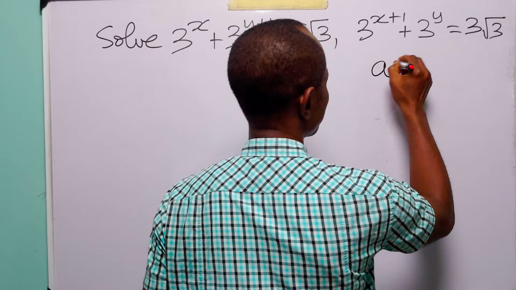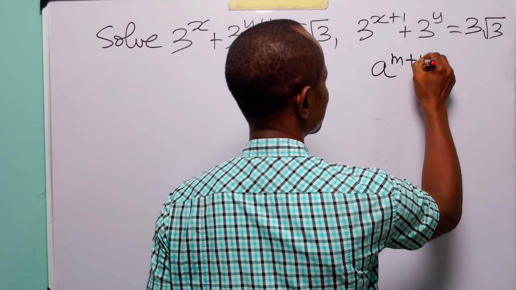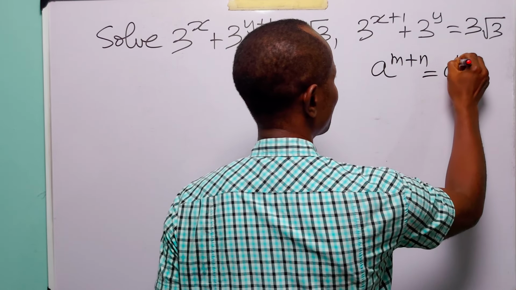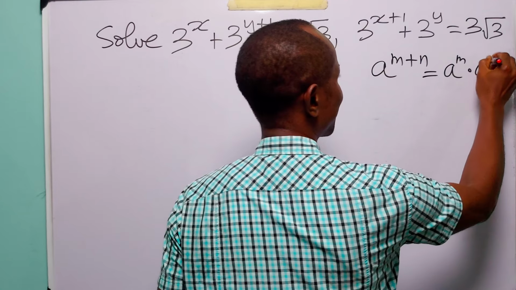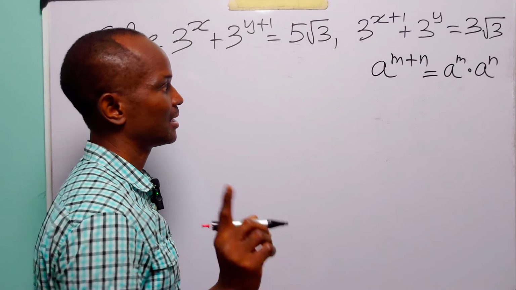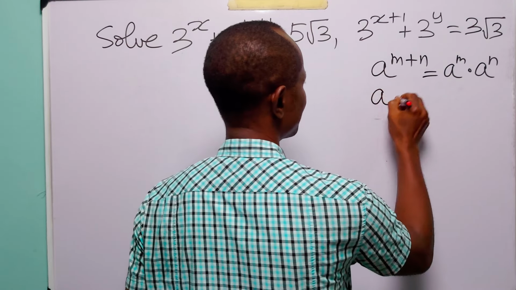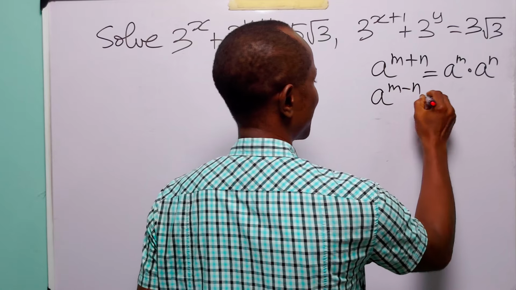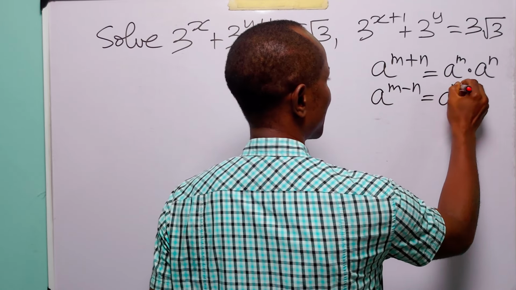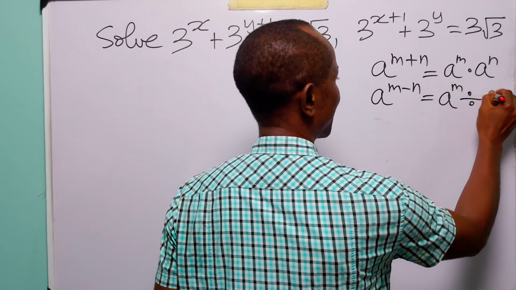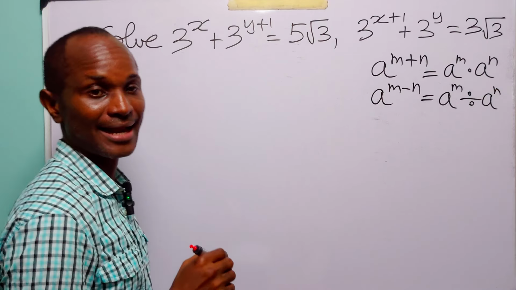First, we must remember that a to the power m plus n is equal to a to the power m multiplied by a to the power n. And secondly, we have that a to the power m minus n is equal to a to the power m divided by a to the power n.